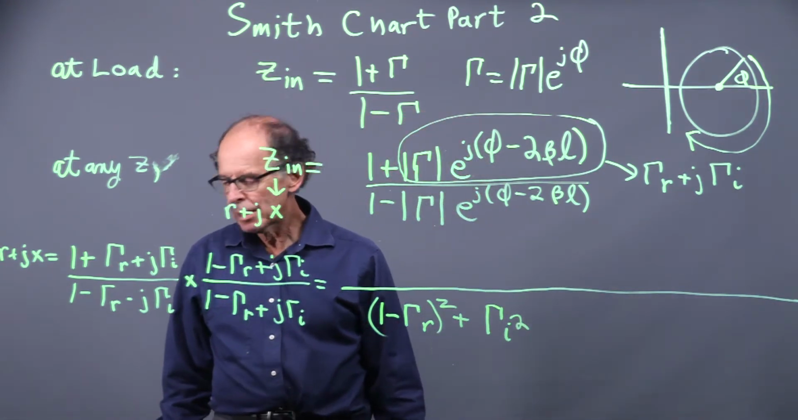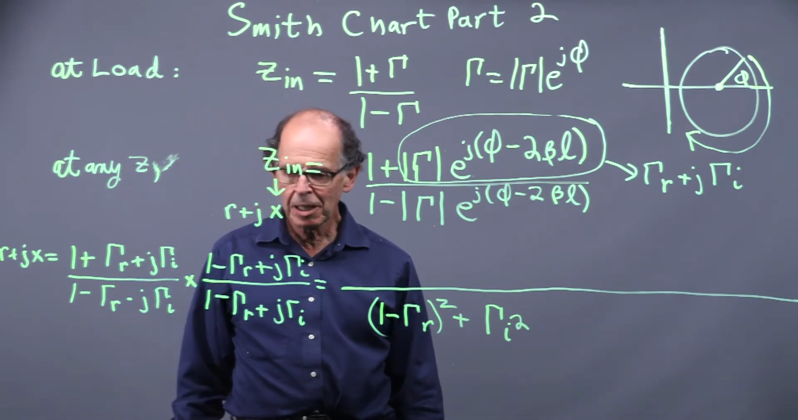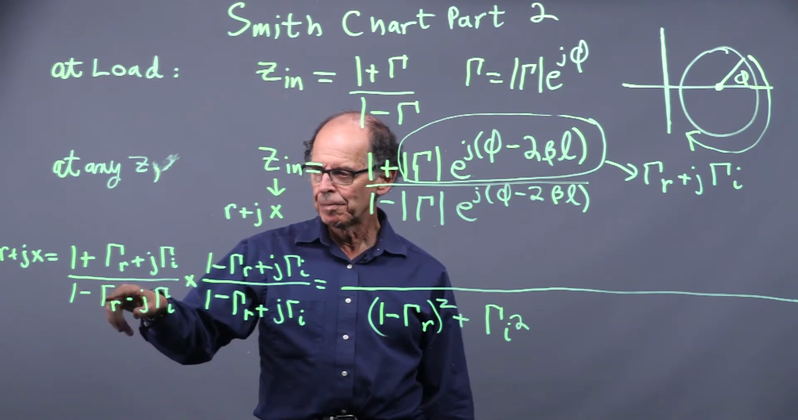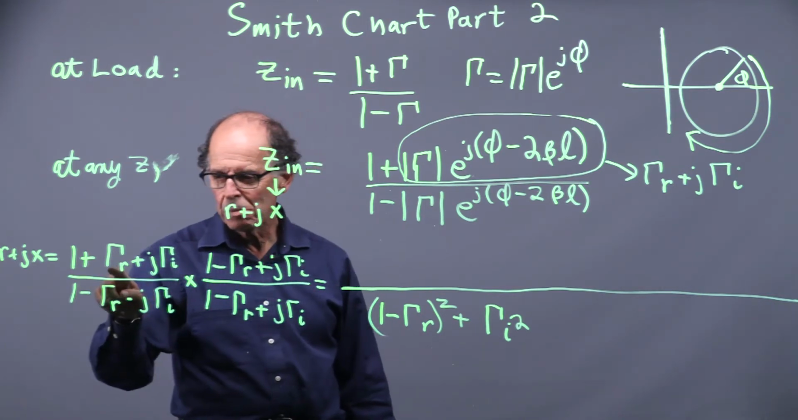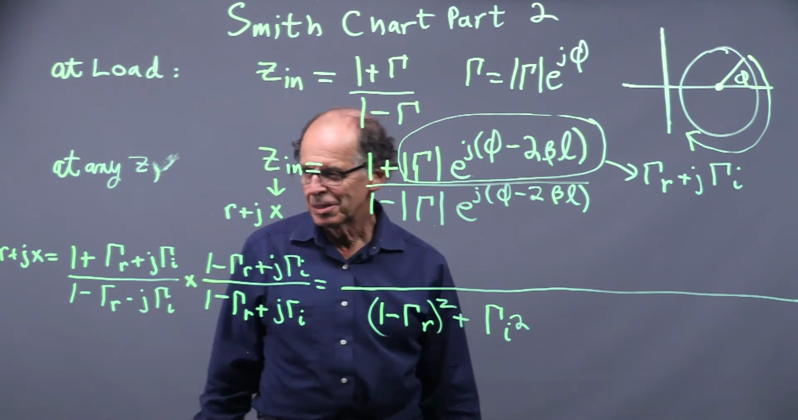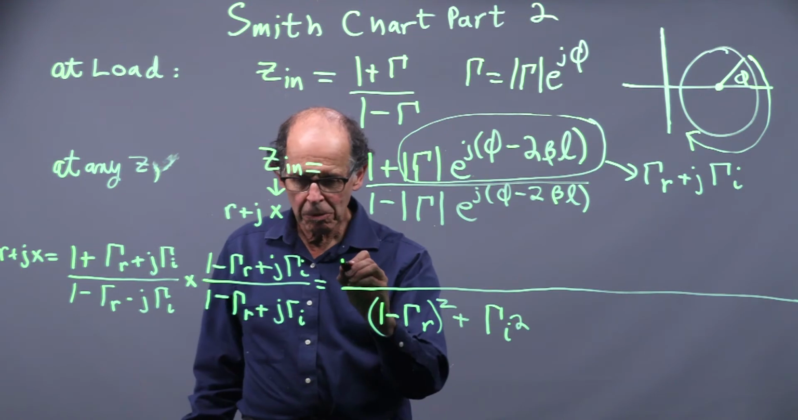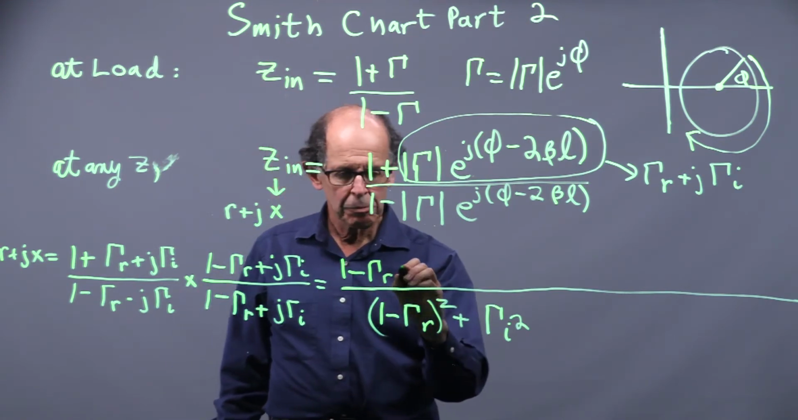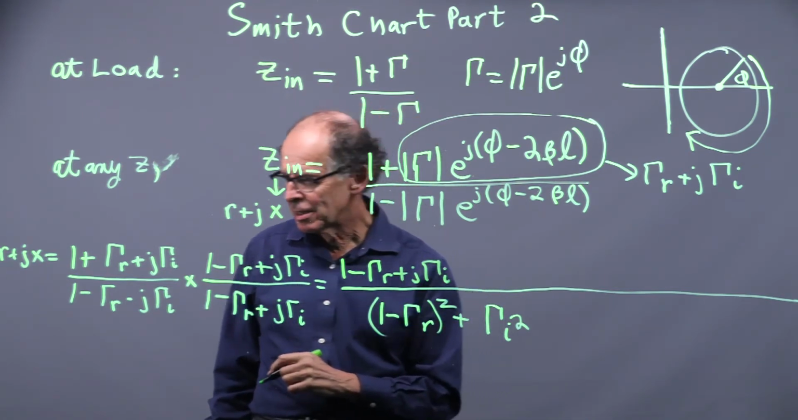All right, let's do the numerator. I have some notes here because I'm trying to avoid typos, because typos in this are deadly. We're going to go slow. I'm going to take 1 times all these plus gamma r times all these plus j gamma I times all these. So let's do it. Well, 1 times that is easy. 1 minus gamma r plus j gamma I. That's 3 out of 9 done.